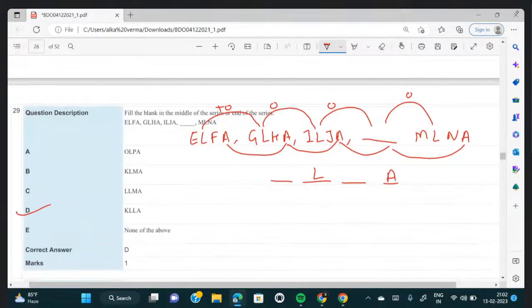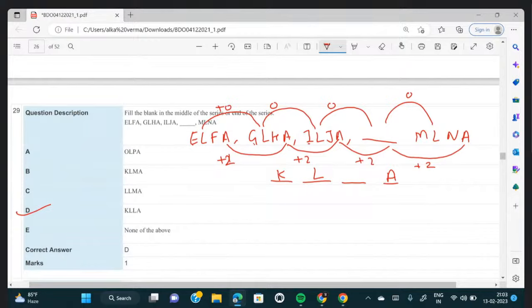The first letters are E, G, I. That means what? Plus 1, sorry, plus 2. Again here, plus 2, plus 2, plus 2. So what is it? E plus 2 is G. G plus 2 is I. Okay, I plus 2 will be, again, I plus 2 will be what? It will be K.